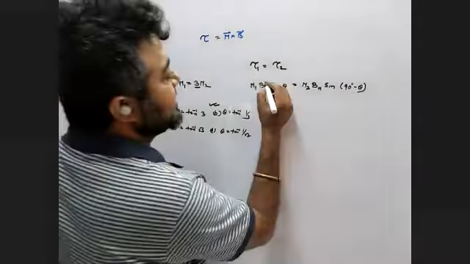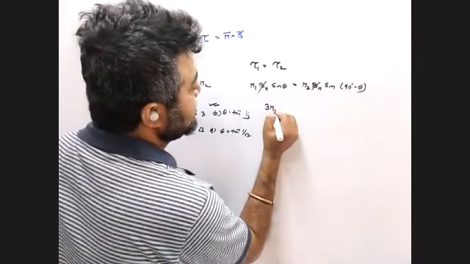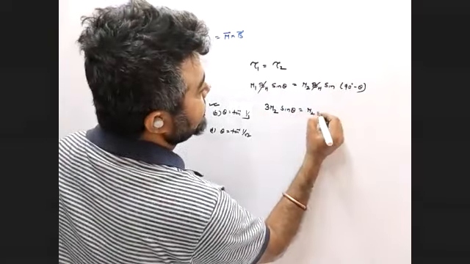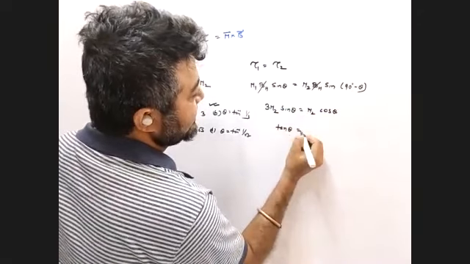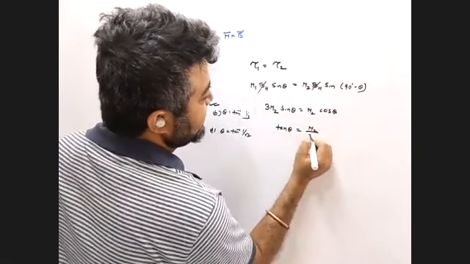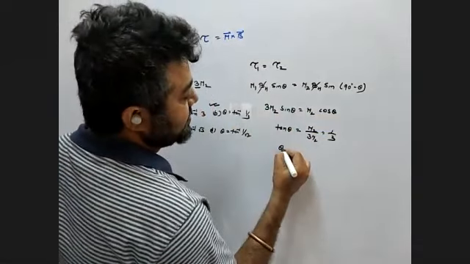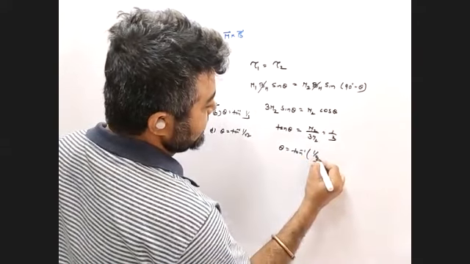So BH cancels. First of all, m1 is 3m2 sin theta, that is m2 cos theta. So tan theta is m2 by 3m2, that is 1/3. So theta is tan inverse 1/3.